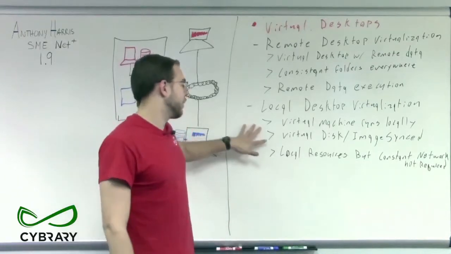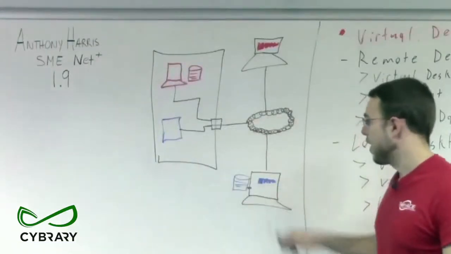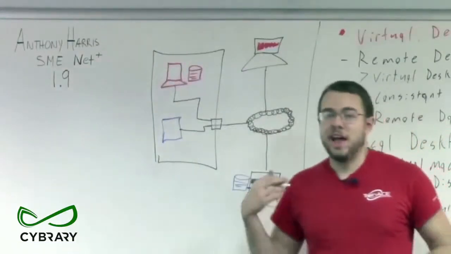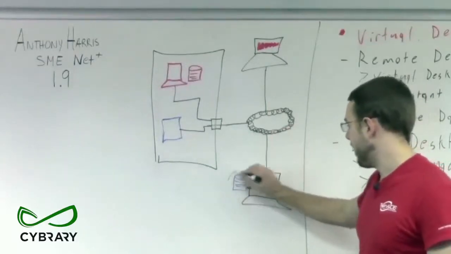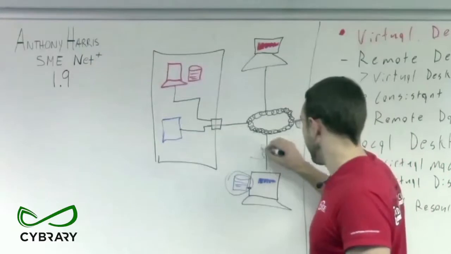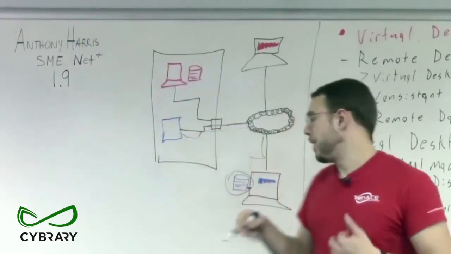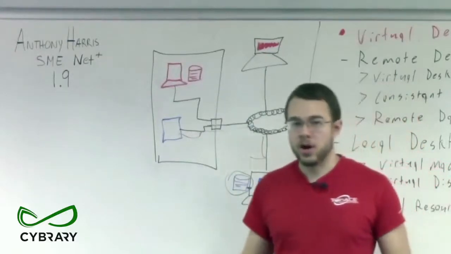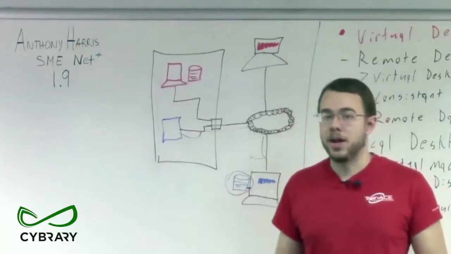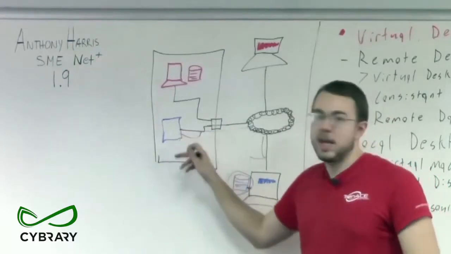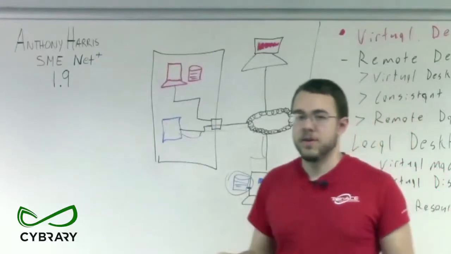Well, with our local desktop virtualization, these virtual disks and virtual images can be synchronized to a server. So as we're making changes, as we're changing files and running applications, then that virtual disk, whenever it can be, is synchronized to the server. And if we have a different computer that we're trying to run this virtual desktop on, it's going to pull the most recent image from the server so that it'll keep that synchronized image across all of our different devices.